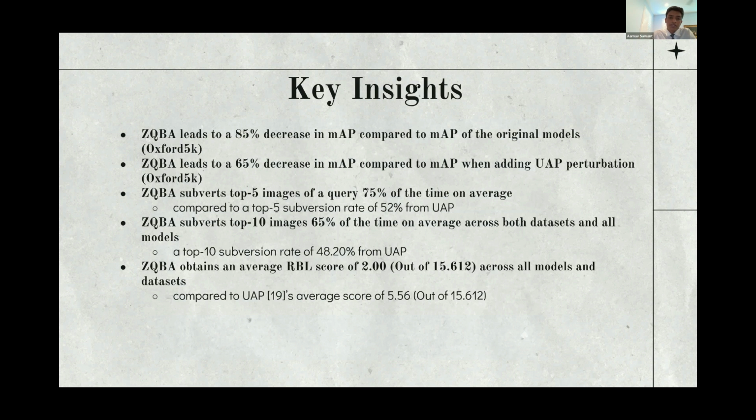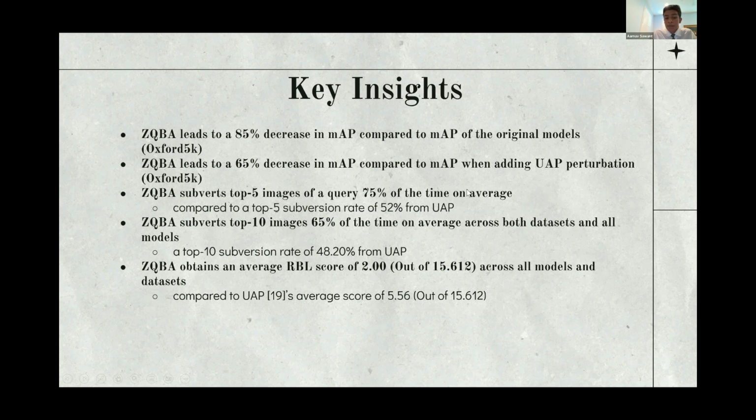So some key insights. The first thing is that for the Oxford 5K dataset, our ZQBA leads to an 85% decrease in mean average precision compared to the mean average precision of the original models. In addition, ZQBA leads to a 65% decrease in mean average precision compared to the mean average precision when adding the UAP perturbation. ZQBA is also able to subvert the top 5 images of a query 75% of the time on average, compared to the top 5 subversion rate of 52% from UAP.